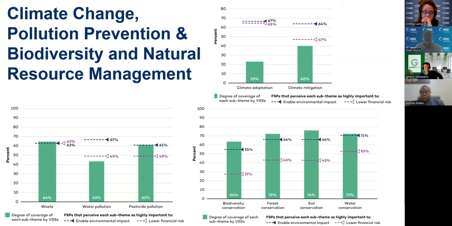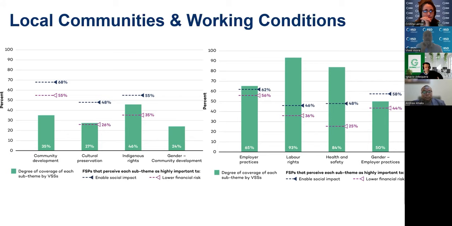This slide shows the aggregated results obtained for the local communities and working conditions themes of the framework. Most of the VSS examined have in place measures to improve working conditions, but they have fewer requirements to support local communities. Overlaying the results from the financial service provider survey, so again, the pink and blue dotted lines, conveys a mismatch between VSS coverage and financial service provider perceptions for several of the local community aspects that were examined.